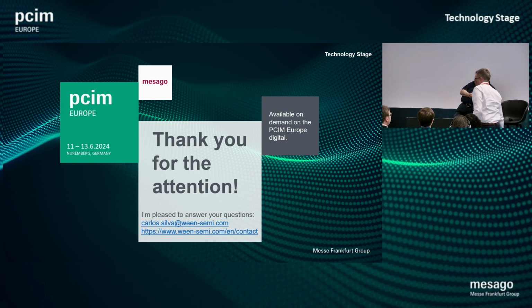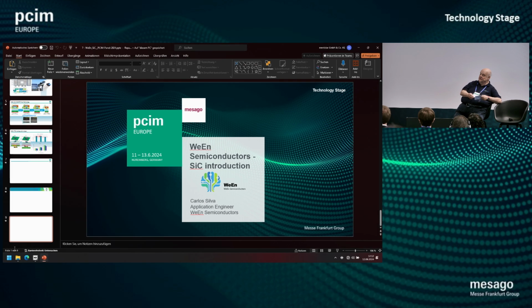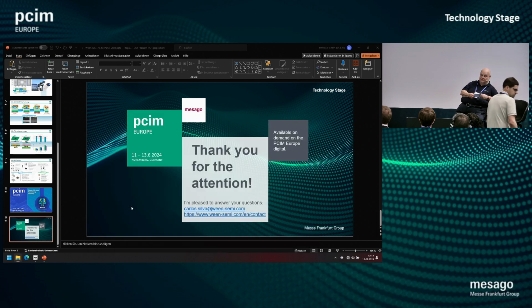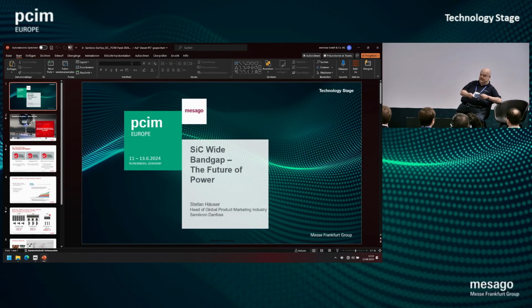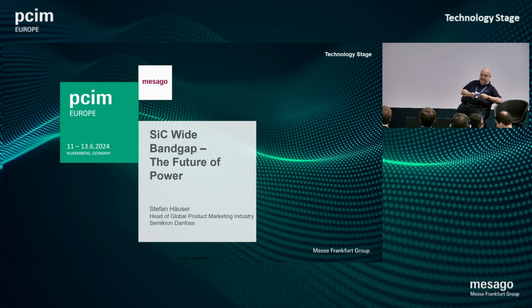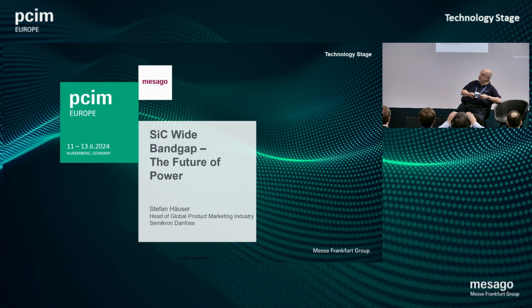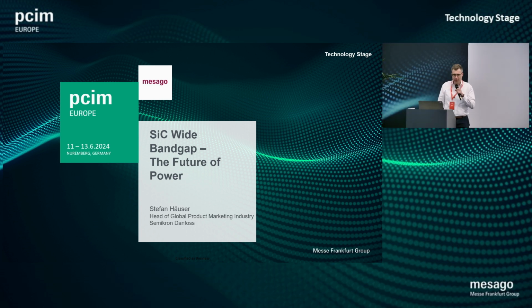It's Stefan's turn. Stefan represents Semikron Danfoss, something between north and south of Germany. That's correct. We combine both sides of Germany, the best ones, of course. I was looking at, let's maybe start with that combination first.